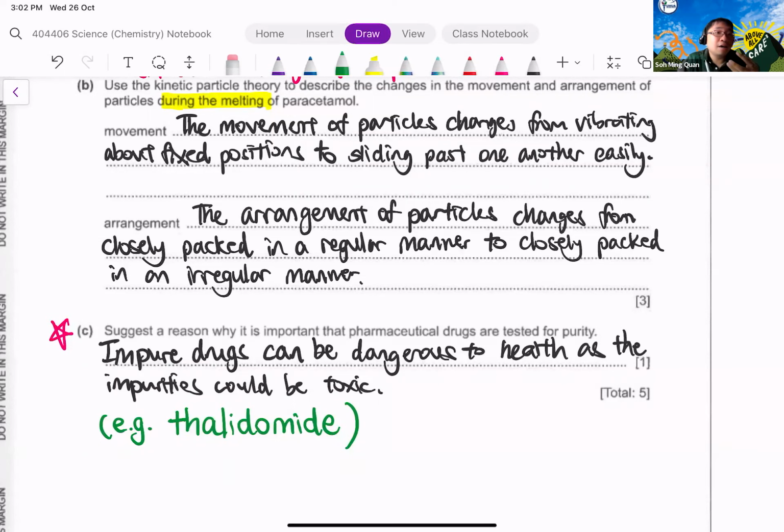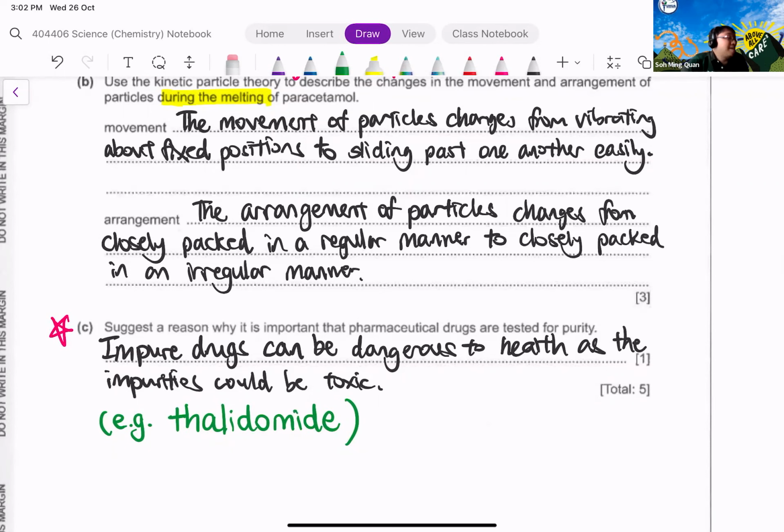They were actually missing a few fingers, or they were missing organs, and that was caused by the impurities present in the drug. And that was the reason why now all your drugs have to undergo very stringent tests to ensure that they are pure, to ensure that they are safe for human consumption. All right, so later on, you can go and Google this drug after the lesson. Okay, that was question 6.